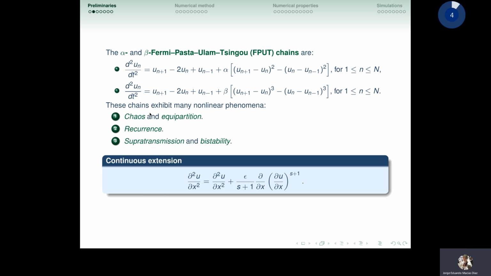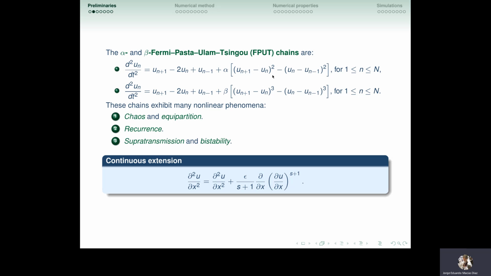The motivation of this work are the alpha and beta Fermi-Pasta-Ulam-Tsingou chains, which are systems of ordinary differential equations. This system is the alpha Fermi-Pasta-Ulam-Tsingou chain for n between 1 and N, and this is the beta Fermi-Pasta-Ulam-Tsingou chain. As you can see, these are systems of anharmonic oscillators, and they are very interesting because they exhibit many nonlinear phenomena, including chaos, equipartition, recurrence, supertransmission, and bistability.